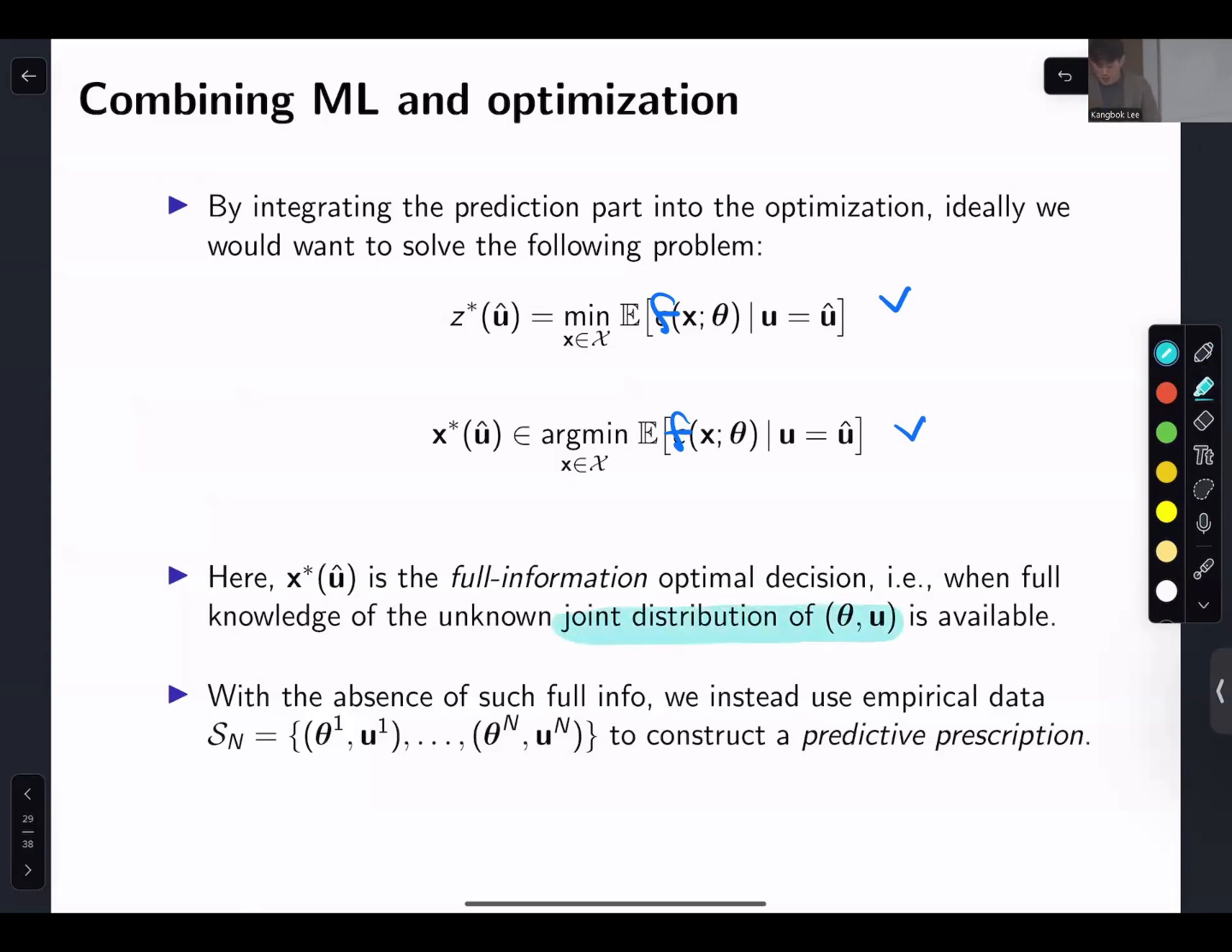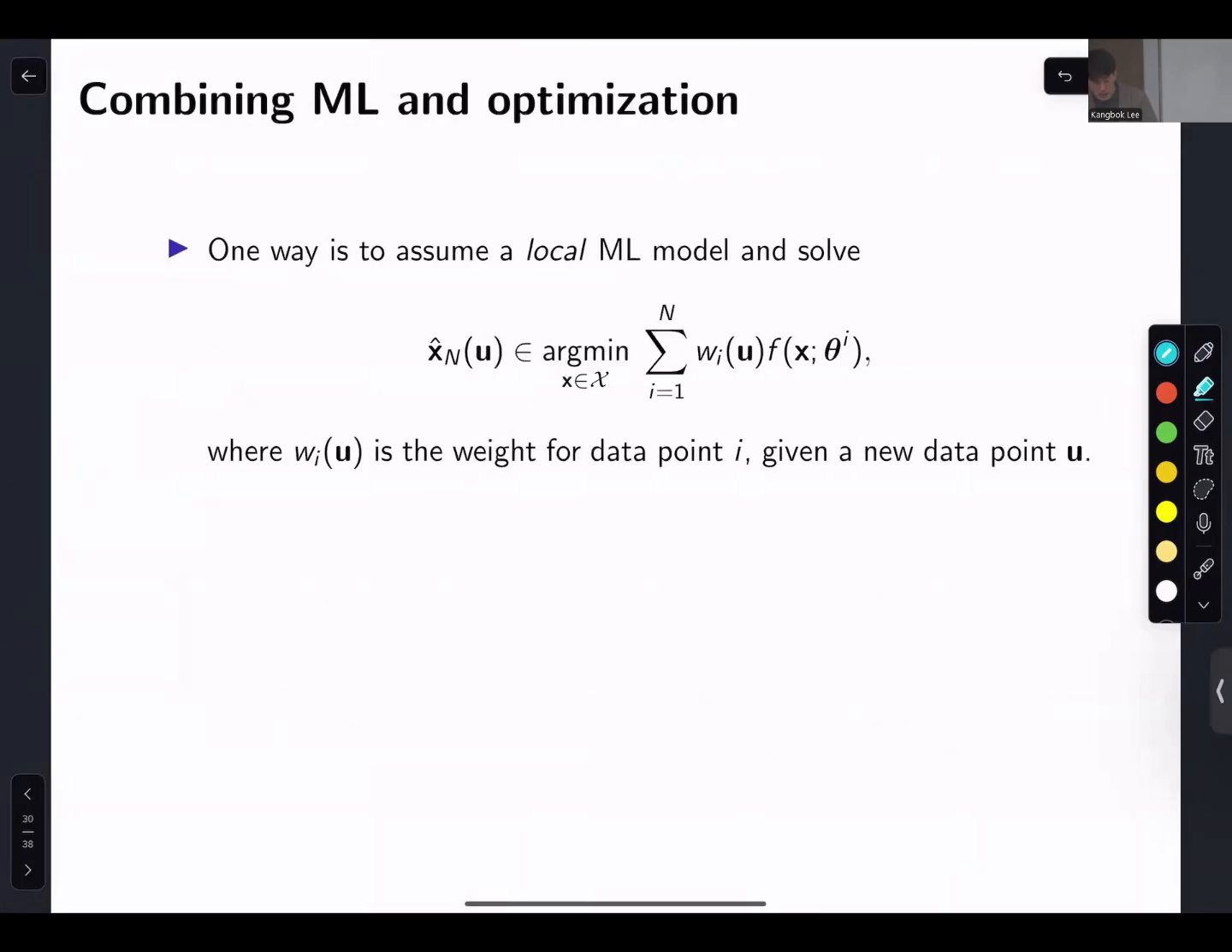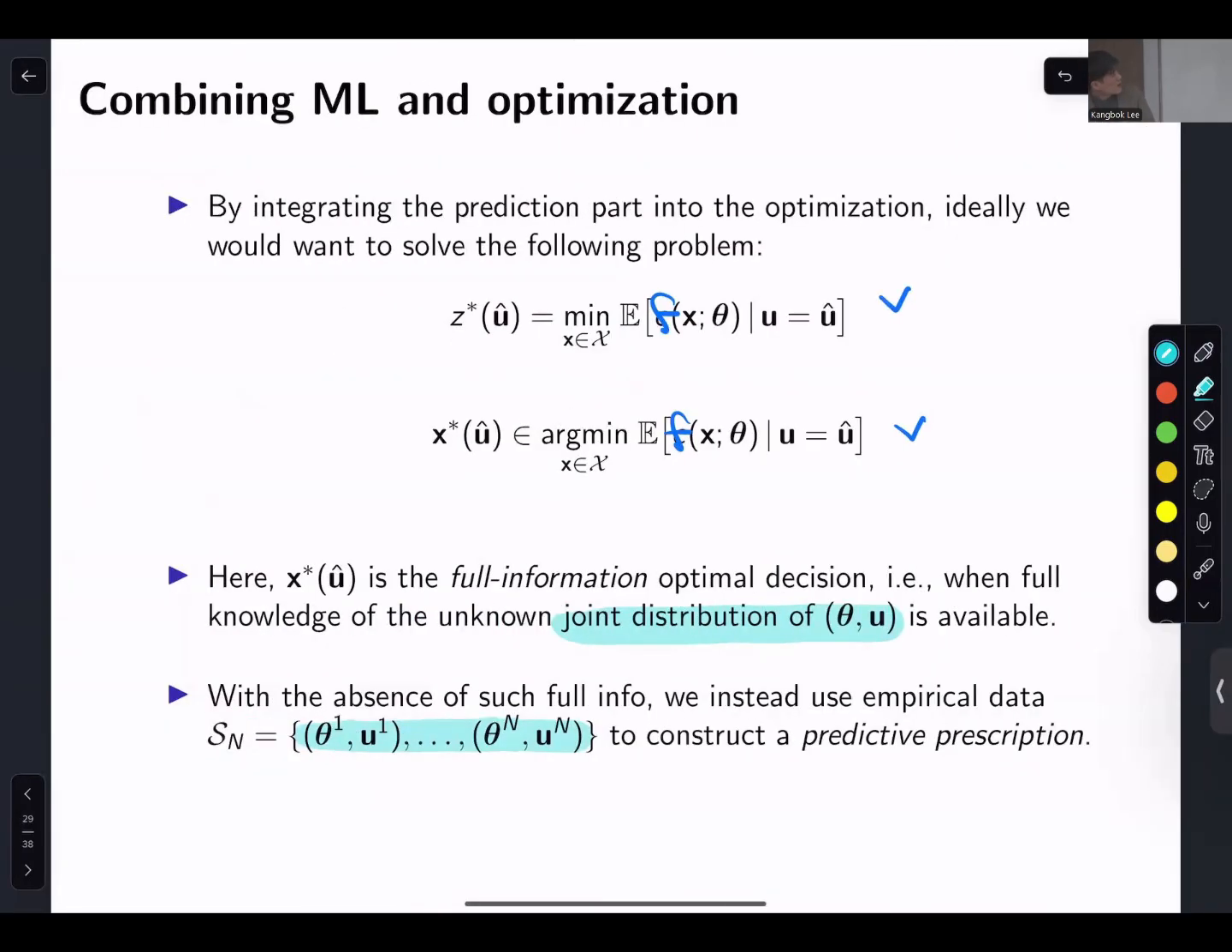Then you can solve this. But of course you can't, so you resort to using this empirical data, of course. Okay? Now, one way that was suggested is that smart, predict, and optimize kind of way, okay, where the goal is to minimize the decision error, okay?